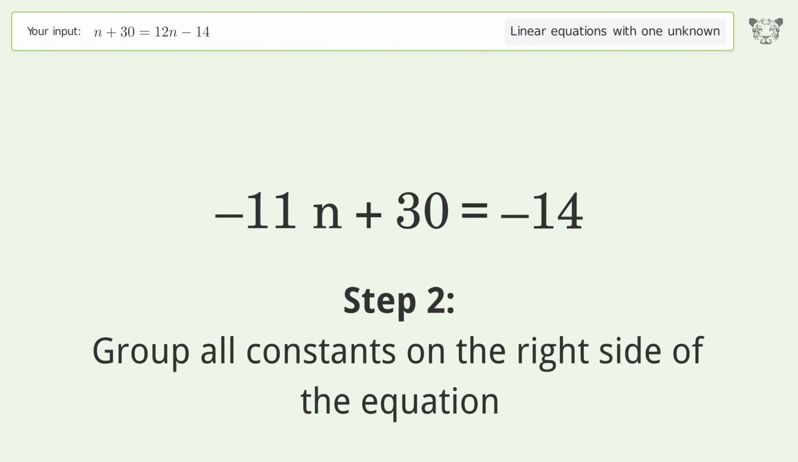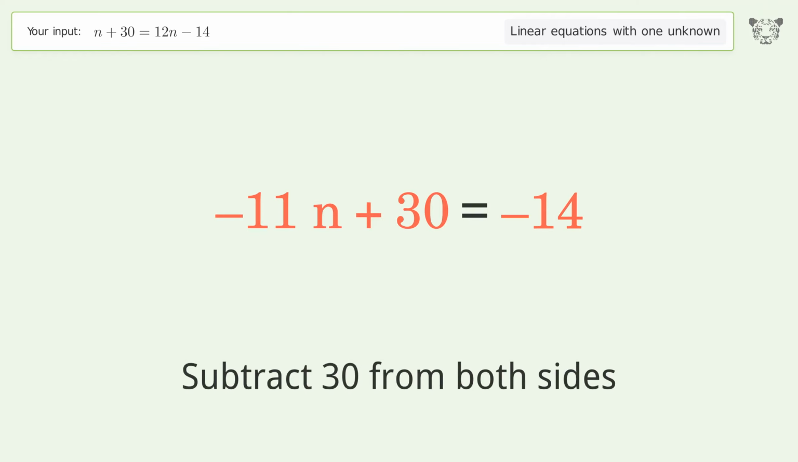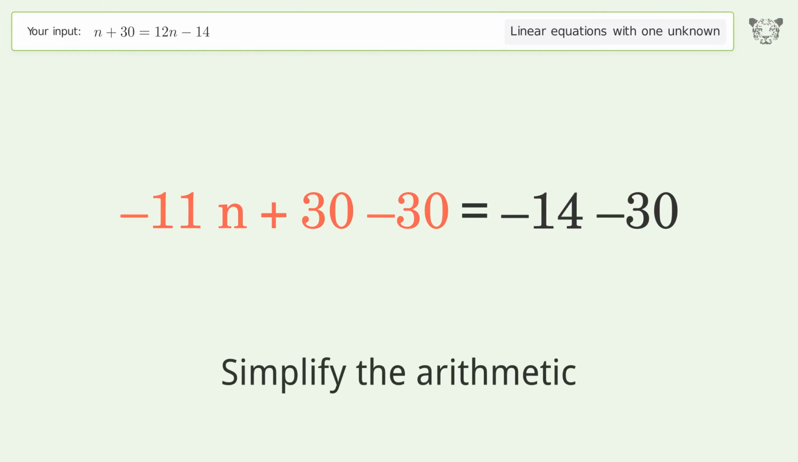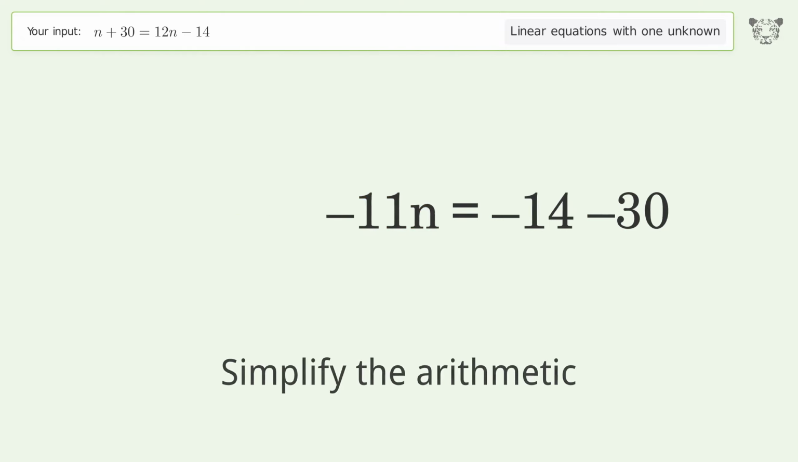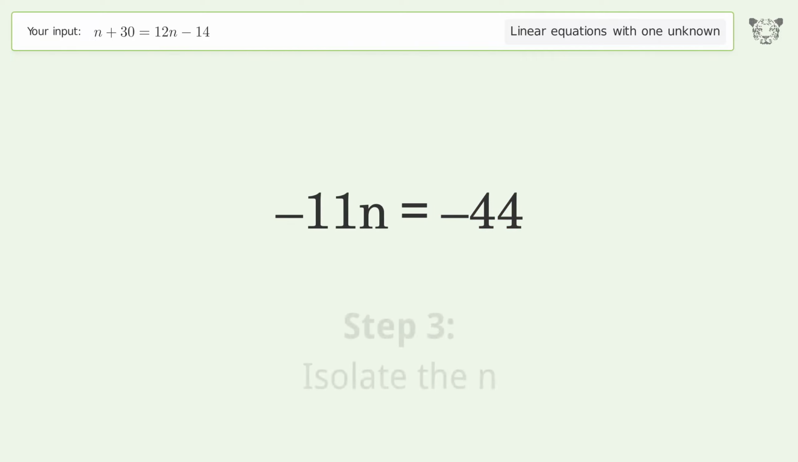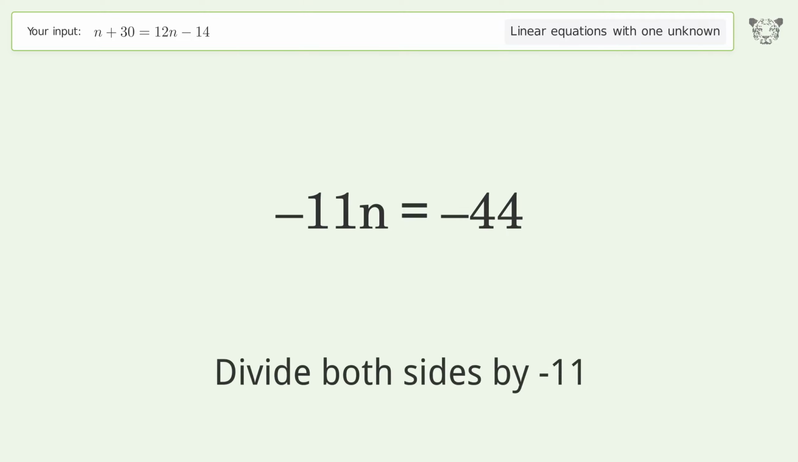Group all constants on the right side of the equation. Subtract 30 from both sides. Simplify the arithmetic. Isolate the n. Divide both sides by -11.